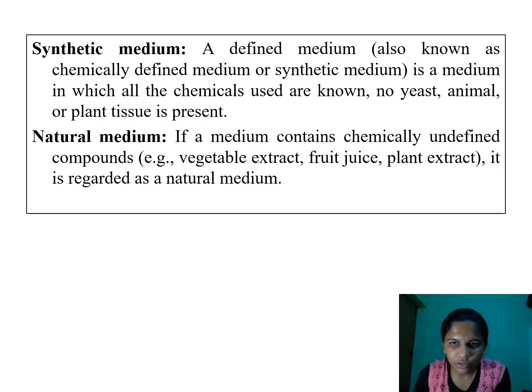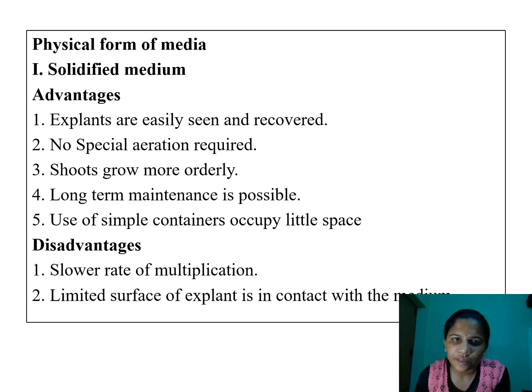So next is natural media. Some of the natural medias, like vegetable extract, fruit juices or plant extract, can be used as a media. So this is called a natural media. Even coconut water can also be used as a natural medium. It contains cytokinin or kinetin, which is also one major growth regulator which helps in successful production of the tissue culture plantlets. Kinetin or cytokinin we can also use.